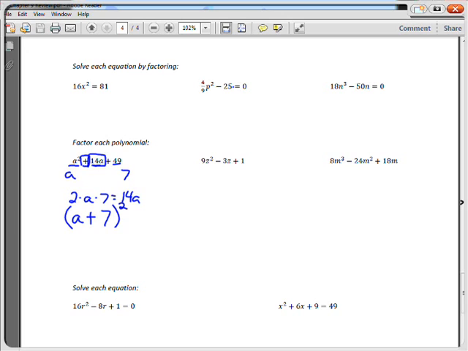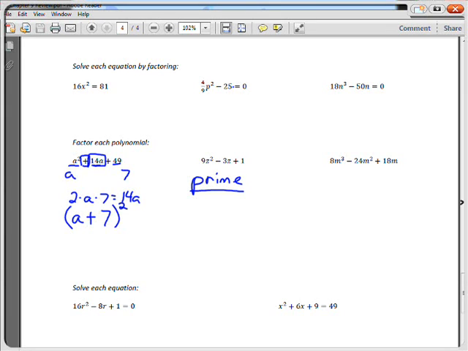On the next one, 9z squared is a perfect square, so the square root of that is 3z. 1 is a perfect square, the square root of that is 1. So then the question is, is 2 times 3z times 1 equal to this? The answer is no, it is not. And so it is not a perfect square trinomial. And so then we'd have to go through our other factoring techniques to factor it. If you do go through other factoring techniques to factor this, you will eventually get to the point where you realize that this is a prime polynomial.